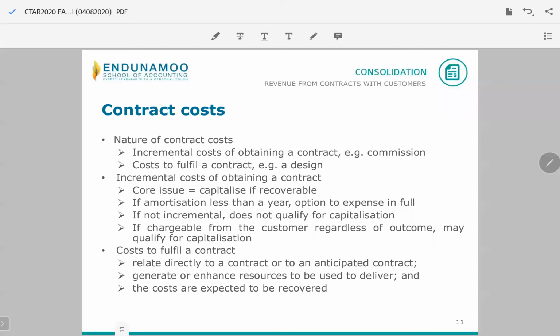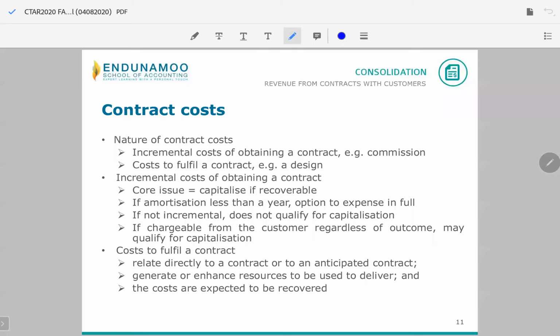Sell so many items and then get a commission of 5%. Cost to fulfill a contract will be things like the design that is required in order for us to fulfill a contract. Then what do we have?